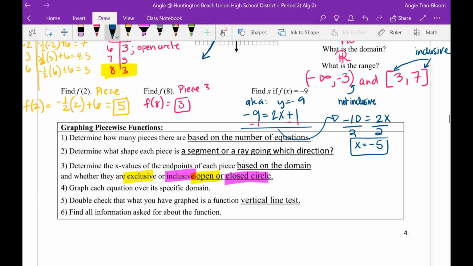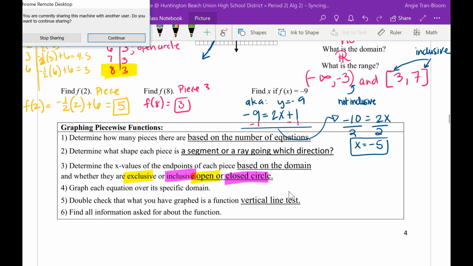Delaney, can you help me read 4, please? Graph each equation over its specific domain. Right. Very good. Chance, can you help me read the next one? For 5, double check that what you have graphed is a function, vertical line test. Yeah, so it has to pass a vertical line test.